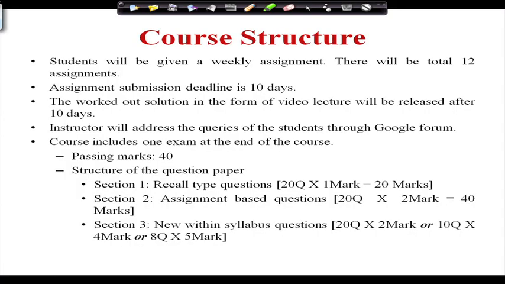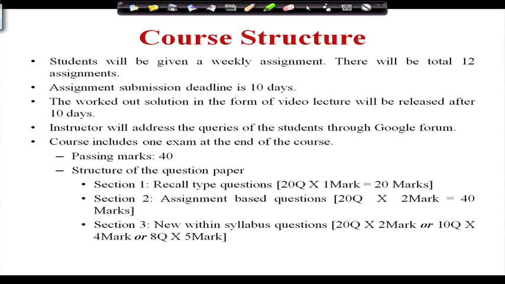Students will be given a weekly assignment. There will be a total of 12 assignments. The assignment submission deadline is 10 days. The worked out solution in the form of video lecture will be released after 10 days. The instructor will address the queries of the students through Google Forum, and the course includes one exam at the end of the course. Passing marks is 40.